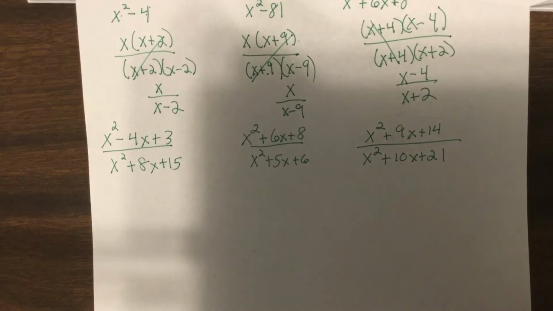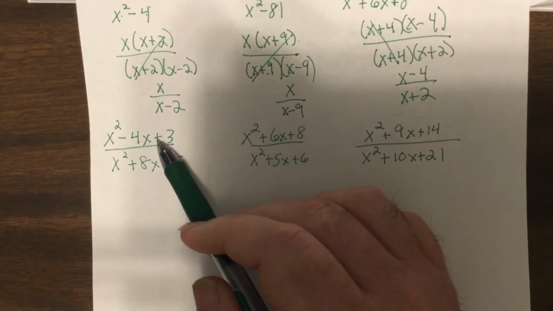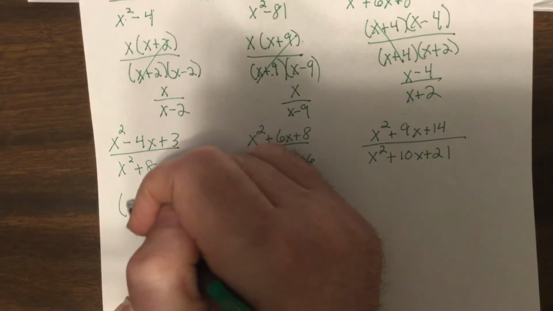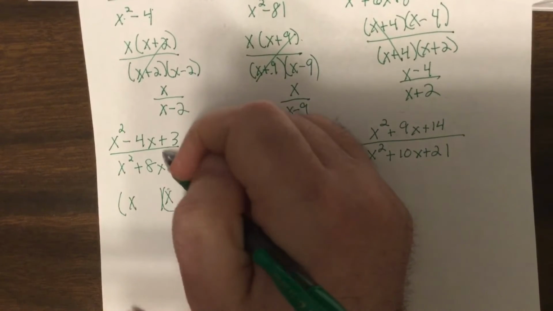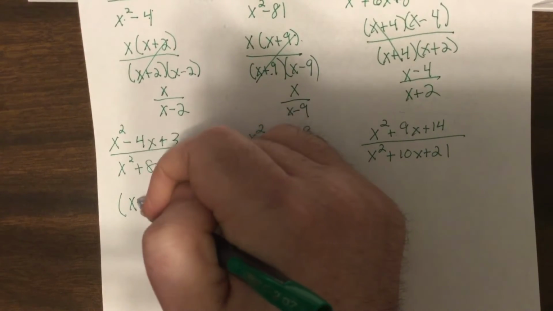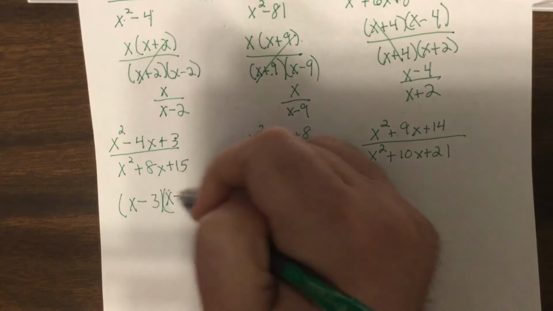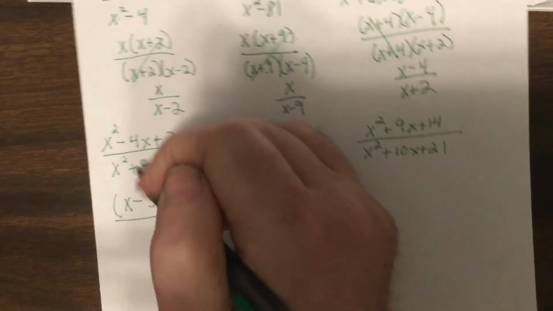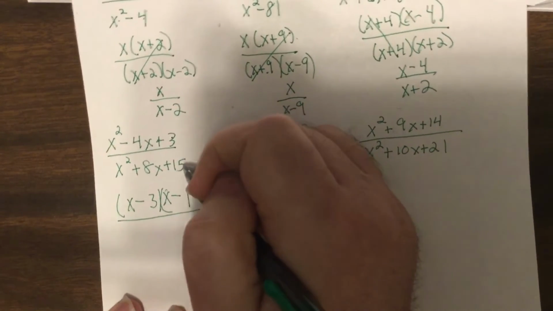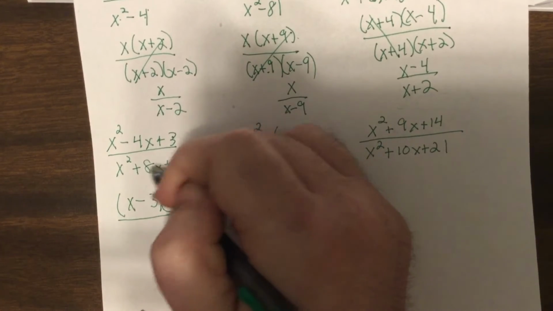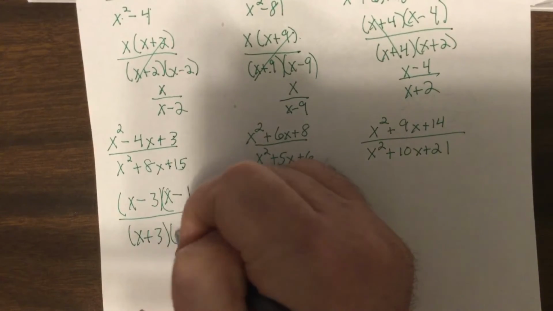Here, the last term's plus. So what do you multiply to get 3, but add to get 4? The last term's plus, so both signs are the same as the middle. What do you multiply to get 3, but add to get 4? How about 3 and 1? So what do you multiply to get 15, but add to get 8? That'd be x plus 3, x plus 5.